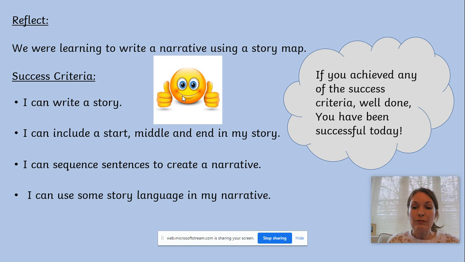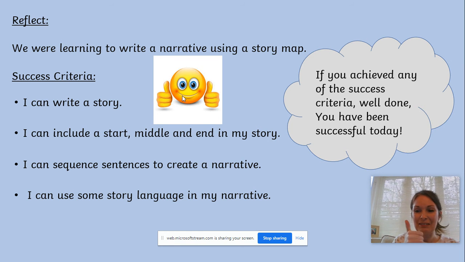And if your child just wrote the start of the story and then you wrote the middle and the end, that's fine as well. However suits you, that's okay. So if you achieved any of that, you've been super successful today. Well done. We are really, really proud of you. Well done, children, and well done, grown-ups.